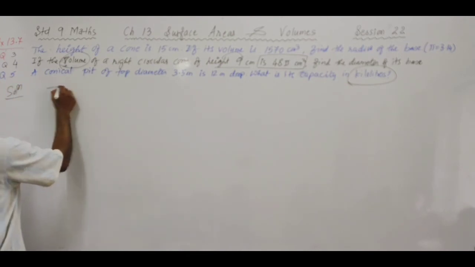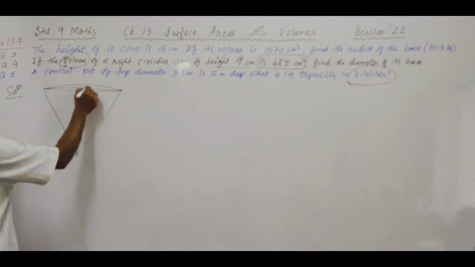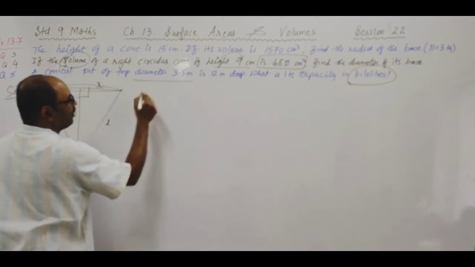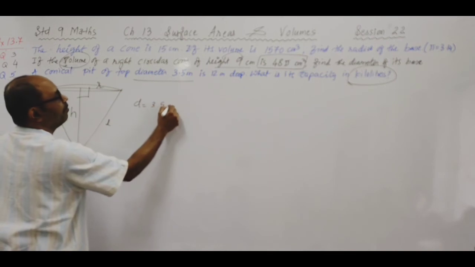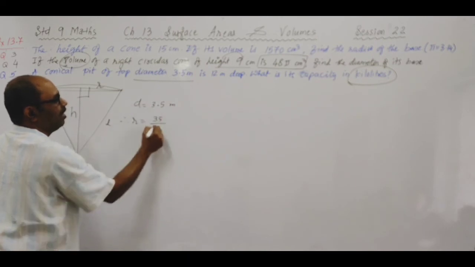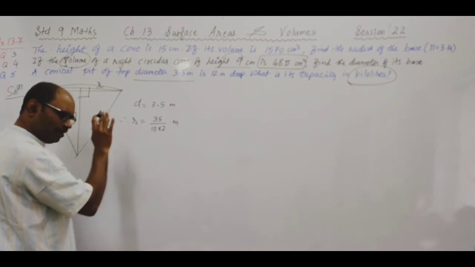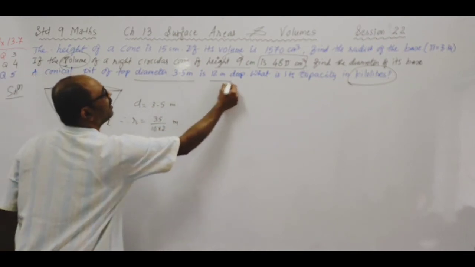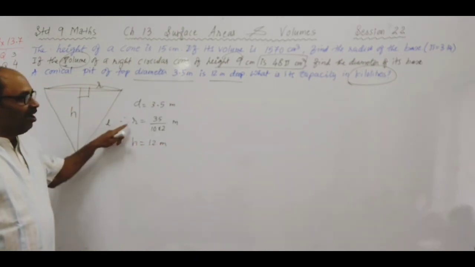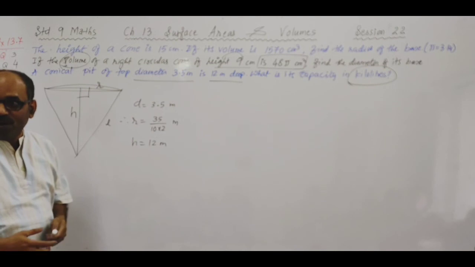It's a conical pit. We need h, r or l. Diameter d is 3.5 meter. Therefore radius, can I write 35 upon 10 into 2? I won't cancel. Then depth means height, that is 12 meters. So see children, radius and height is what we require to find the volume of the cone.